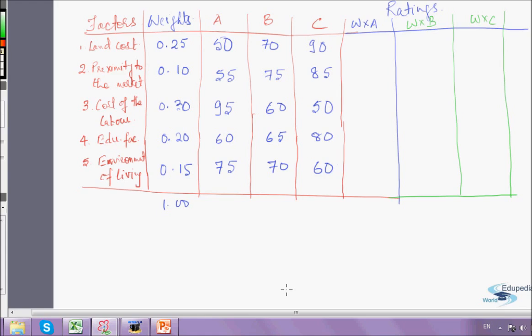So here, W into A, and the best would be to do it on an Excel sheet. We'll take up our next problem and we'll try solving it on an Excel sheet. For now, this one, let's do it together over here.